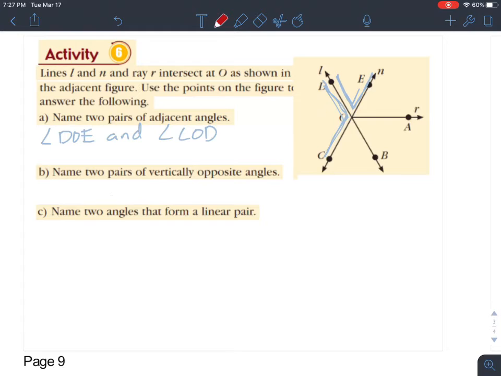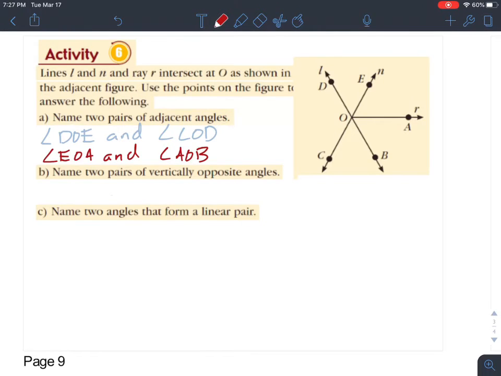Now I'm going to select another pair, and this time I'm going to choose EOA. And I could use DOE again, but instead I'm just going to show you with this angle over here. That one is adjacent. And so we'll use angle AOB as the other. And that takes care of part A.